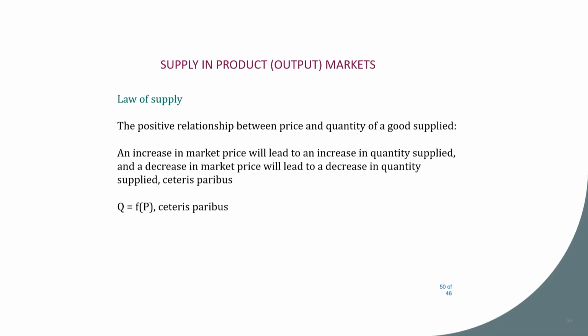Similarly, we can interpret the law of supply. The law of supply means that the higher the price, the more firms are willing to supply. When the price is low, they are willing to supply less. That means an increase in market price will lead to an increase in quantity supplied, and a decrease in market price leads to a decrease in quantity supplied.